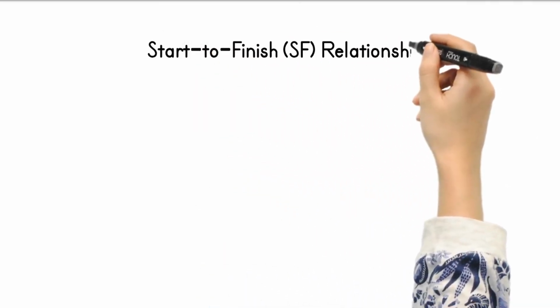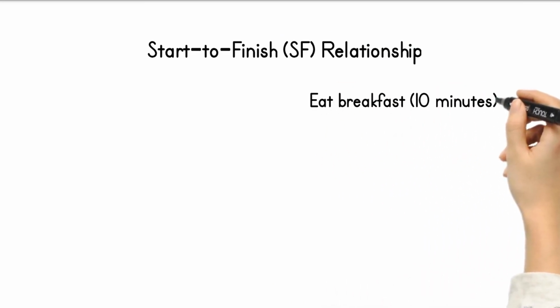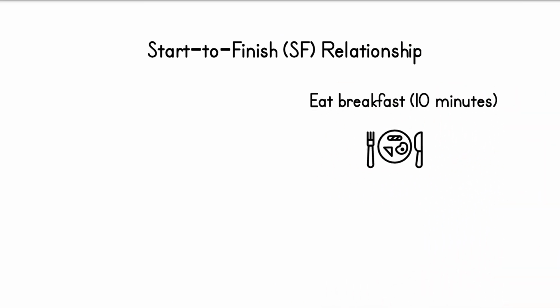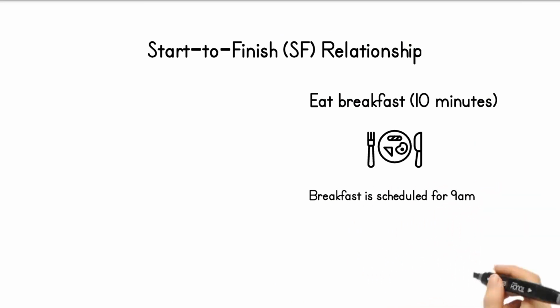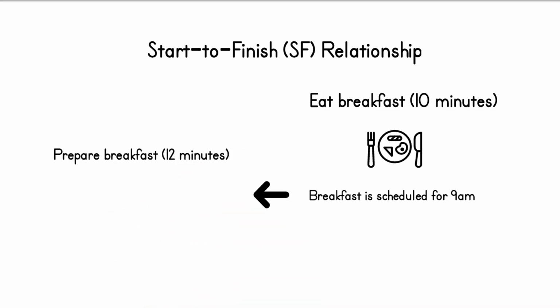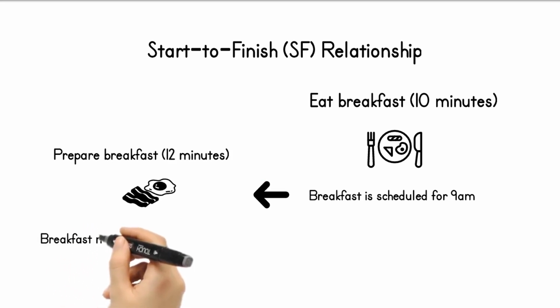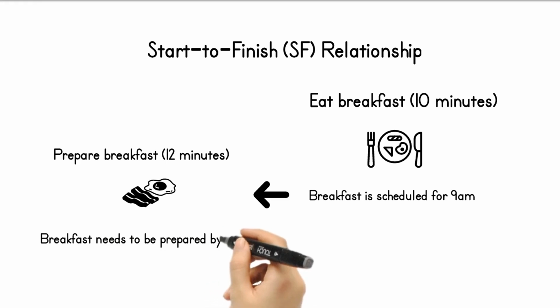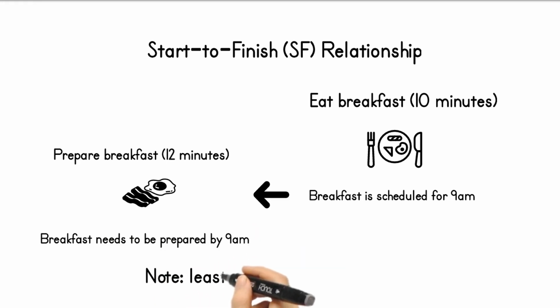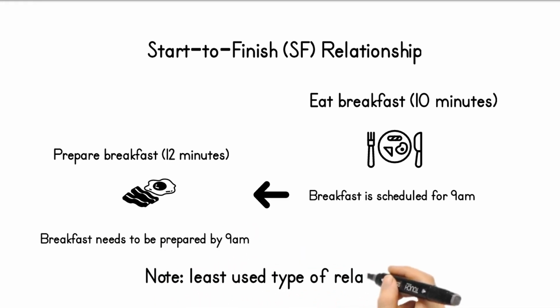The last type of relationship we will discuss is the start-to-finish relationship. Using the food analogy of breakfast, if breakfast is scheduled for 9 a.m., the activity of preparing breakfast must be complete by 9 a.m. Use this relationship when the start of the predecessor activity determines the finish of the successor activities. This relationship is the least used type of relationship in scheduling.